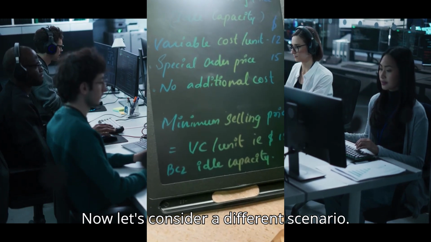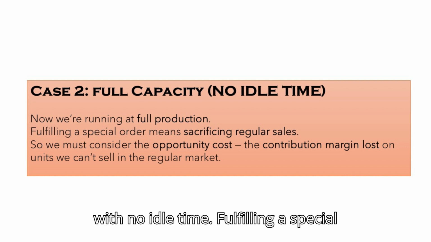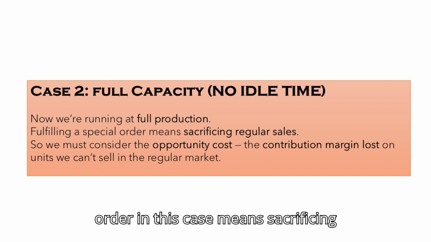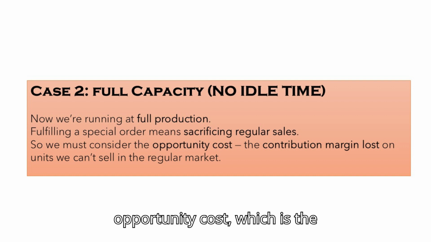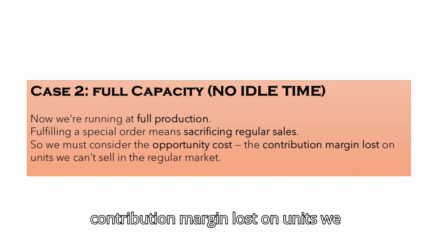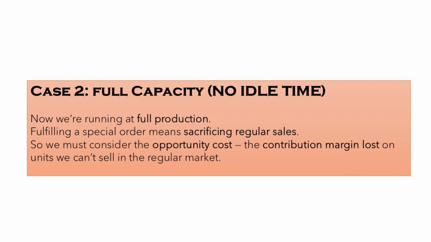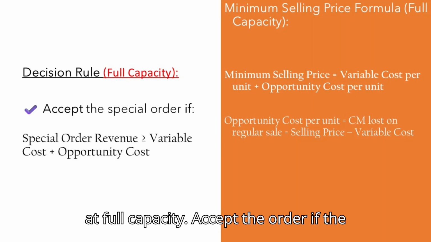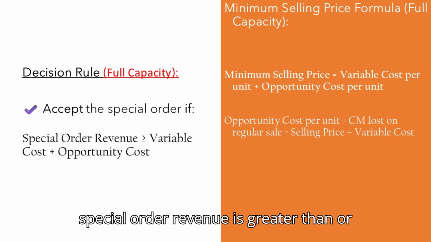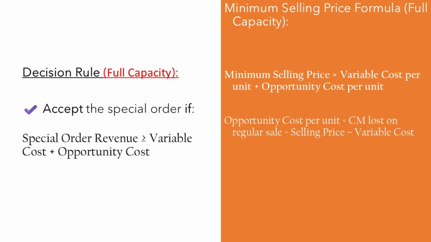Now let's consider a different scenario. Imagine we're running at full production with no idle time. Fulfilling a special order in this case means sacrificing regular sales. So we must consider the opportunity cost, which is the contribution margin lost on units we can't sell in the regular market. Here's the decision rule when operating at full capacity. Accept the order if the special order revenue is greater than or equal to the variable cost plus the opportunity cost.